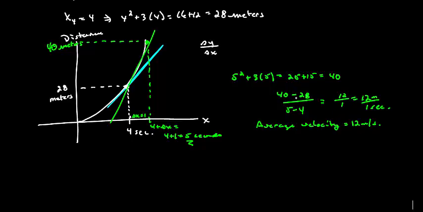If you look here, guys, what I calculated was the change in y over the change in x, which was the slope. So the slope of the green line tells me the average velocity. That's the big connection here. Now, here's the cool part, and here's what calculus is all about.